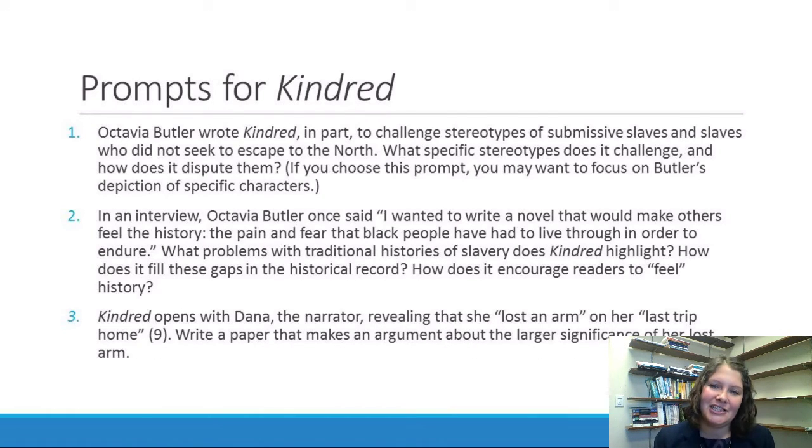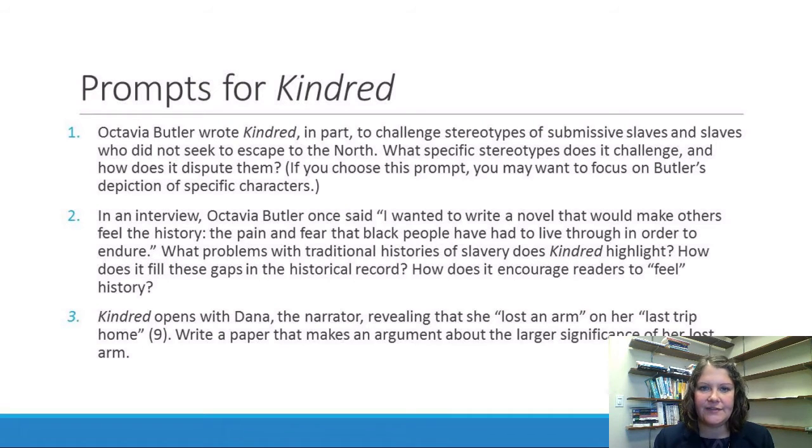Now I'm going to go over the prompts for each of the novels and the graphic novel. I have 3 potential prompts for Kindred. The first encourages you to think about Octavia Butler's representation of slaves and slavery. Octavia Butler wrote Kindred in part to challenge stereotypes of submissive slaves and slaves who did not seek to escape to the North. What specific stereotypes does it challenge, and how does it dispute them?